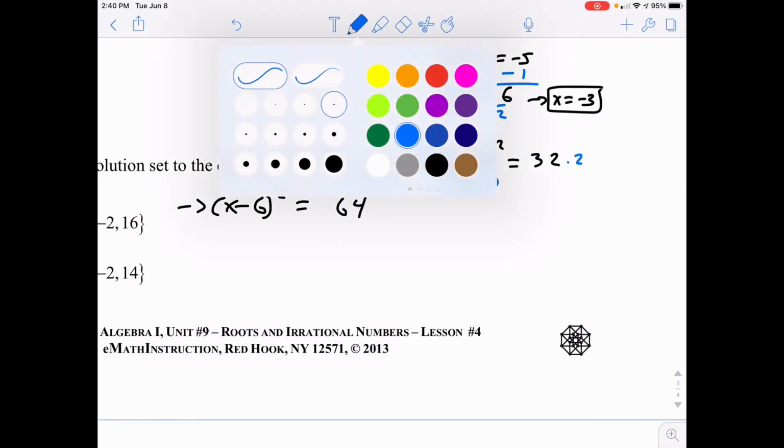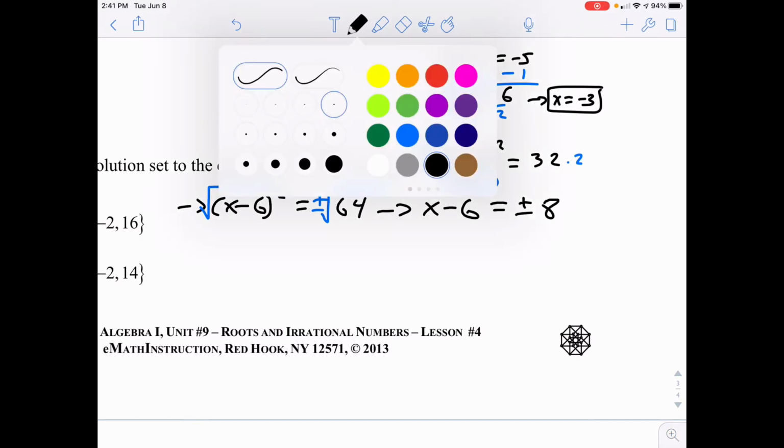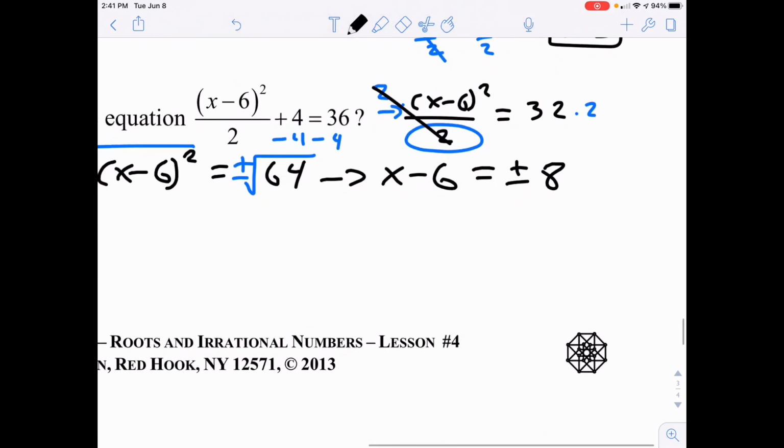Then we'll go ahead and get rid of the square by square rooting both sides. Remember, plus or minus root. And x minus 6 equals plus or minus 8. Last step. x minus 6 equals 8, and x minus 6 equals negative 8. Solve each one.